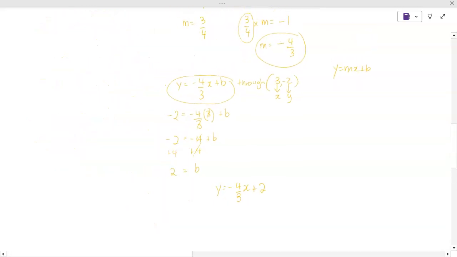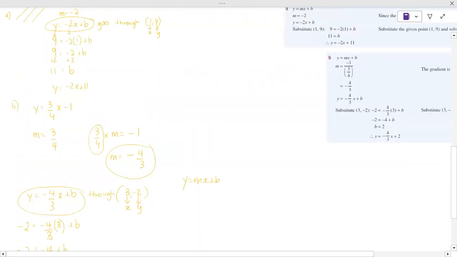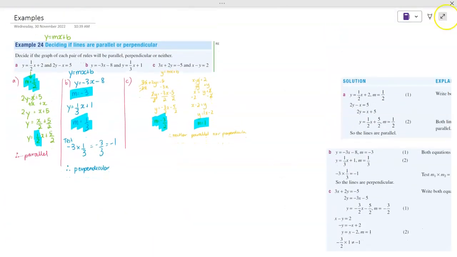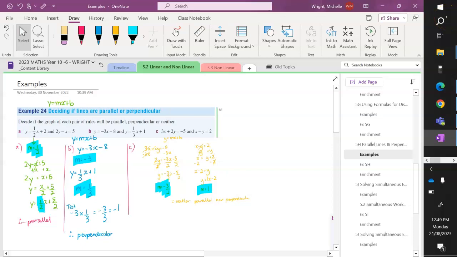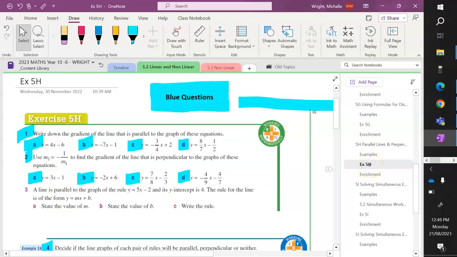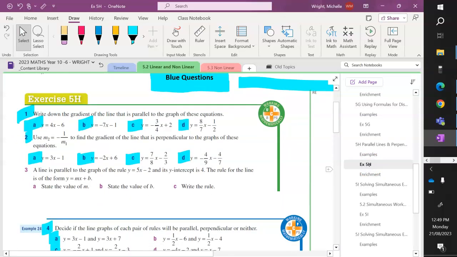And that's your examples. You're going to go through and have a look at some of these in the textbook, in the exercise that matches this, which is, if I jump back into our OneNote, exercise 5H, and you're going to go to exercise 5H and look at the blue questions and do exactly what we did. If you're stuck, you're going to go back to the piece of paper that we just did our notes on and follow those. Thank you.